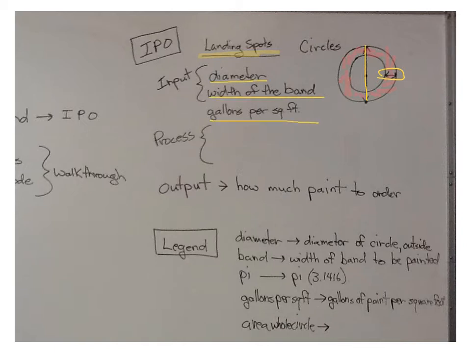Then we know some number, like how many gallons of paint it takes per square foot. I think the example I used, 2 gallons per square foot. Sounds like a lot, but we're going to make the mark practically forever, maybe. So then we have the input. Okay, what we want out is how much paint to order, so that we can paint that circle. So then the students figured out the process. Okay. I started a legend down here.